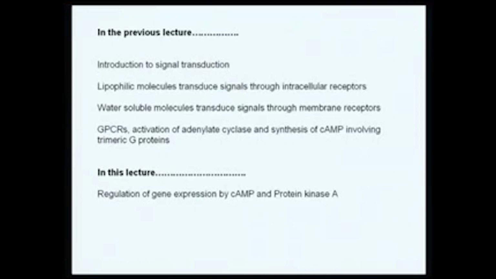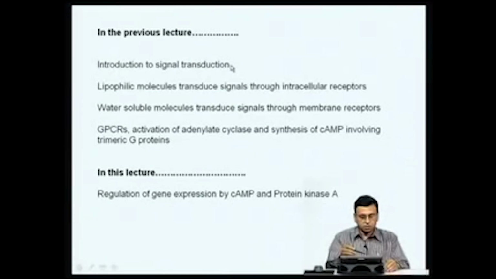So, this is a summary of what we discussed so far in the previous lecture. We discussed introduction to signal transduction. We discussed how lipophilic molecules transduce signals through intracellular receptors. Then we also discussed briefly how water soluble molecules transduce signals by binding to membrane receptors. Then we discussed one class of membrane receptors, namely the G protein coupled receptors, and how when the G protein coupled receptors are activated by specific ligands, it results in the activation of adenylate cyclase, leading to a synthesis of cyclicAMP involving the trimeric G proteins. So, let us now discuss and see how cyclicAMP activates gene expression.